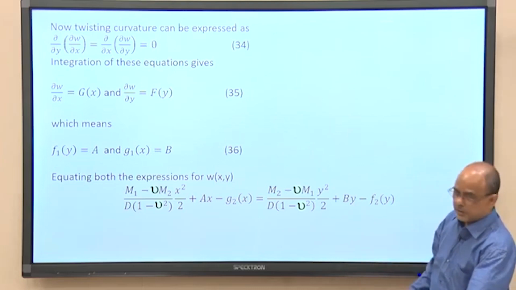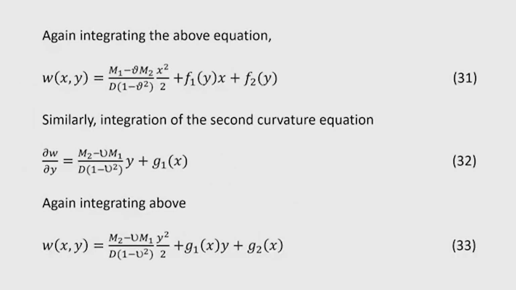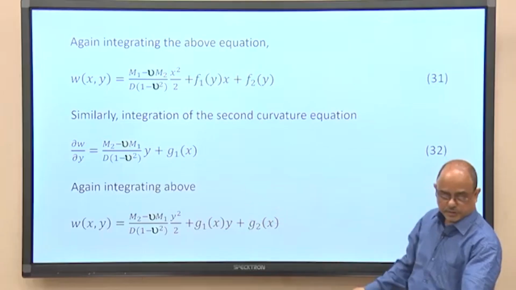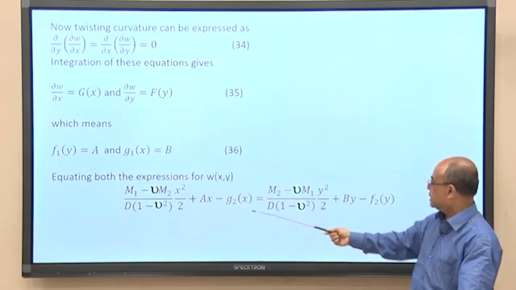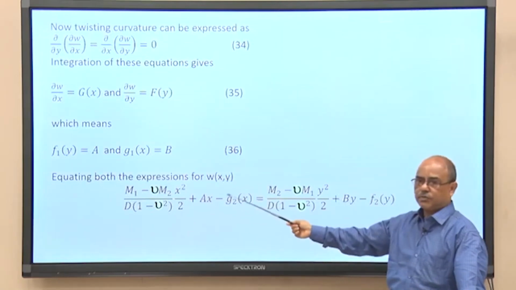Equating both the expressions for w x y. Okay. W x y we have got after twice integration of curvature in x direction and after twice integration of curvature in y direction. So, equating this we get this. Okay. So, there are some interesting conclusions that will arise.